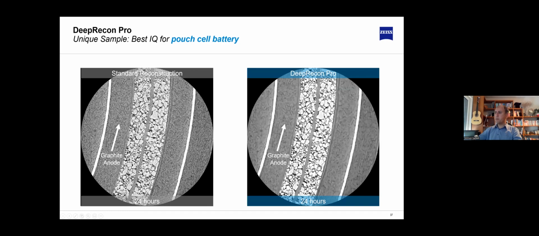Deep Recon Pro, in principle, is simulating a scan which is virtually longer by a factor of 10. So imagine simulating a scan which takes something like 200 hours to reach the same quality, but you have it in your original scan time, and the features are actually resolved with a better quality.